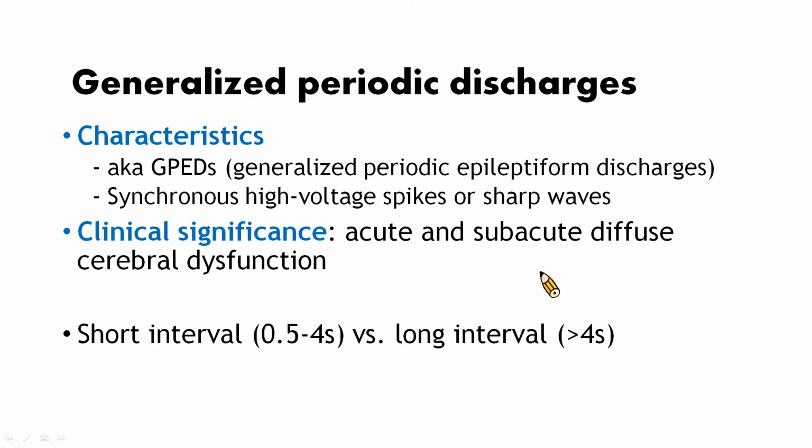Then we talk about generalized periodic discharges, also known as generalized periodic epileptiform discharges. In contrast to BiPLEDs, GPDs have synchronized high voltage spikes or sharp waves. It usually represents acute and subacute diffuse cerebral dysfunction. They can be divided into short interval and long interval, which is more than 4 seconds. The most famous example of long interval generalized periodic discharge is subacute sclerosing panencephalitis.